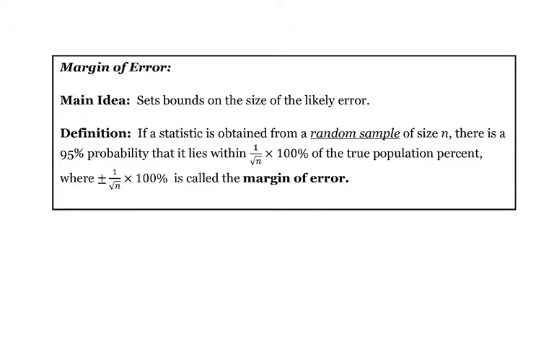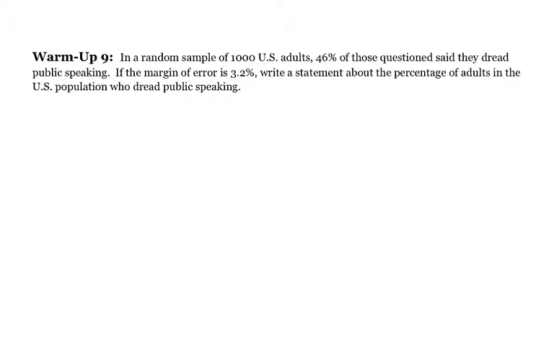So the definition of margin of error is: if a statistic is obtained from a random sample of size n, there is a 95% probability that it lies within 1 over the square root of n times 100% of the true population percent, where plus or minus that value is called the margin of error. We're going to do a quick example.